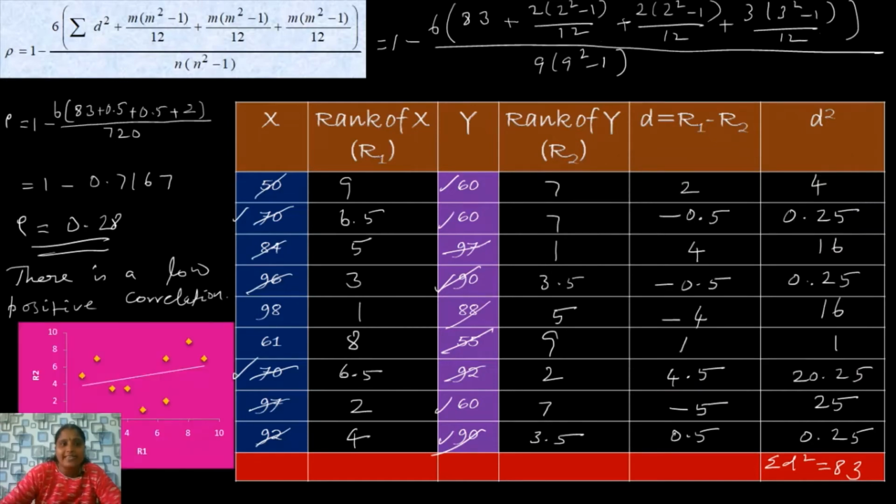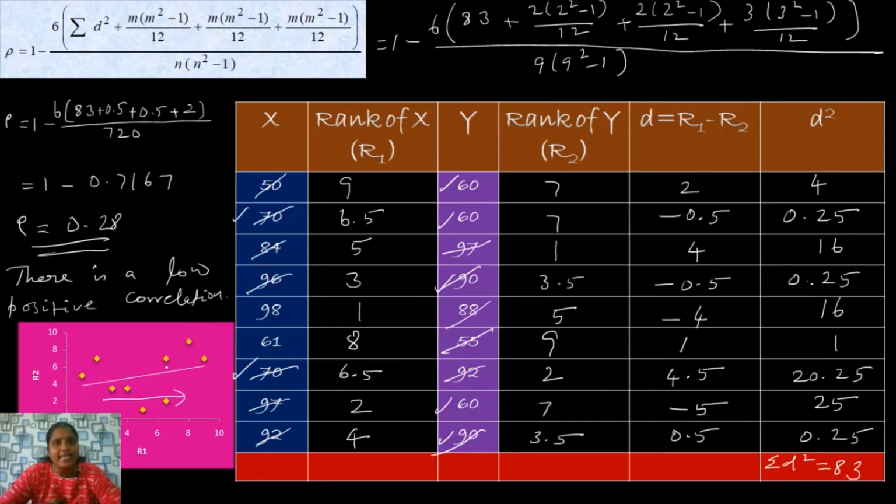Now to get a clear understanding about this, let me show you a scatter diagram of the two variables x and y, that is two variables r1 and r2. So look here, there is an upward movement, so there exists a positive correlation. Look, all the points are scattered much away from the line, so there is a low positive correlation between the two variables.